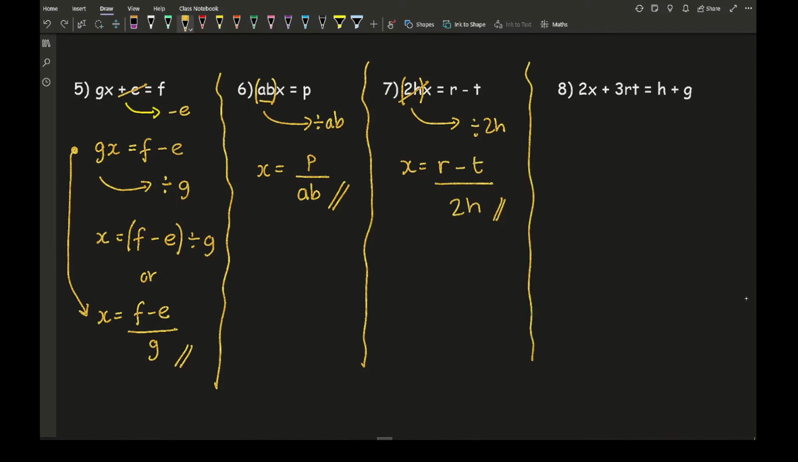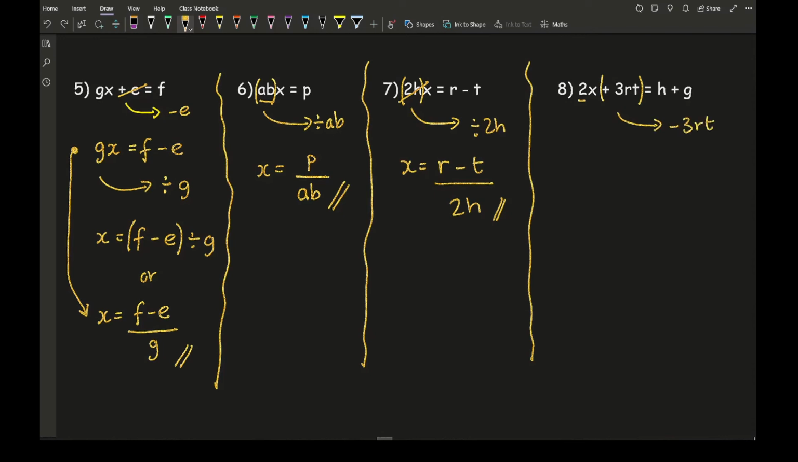And then looking at question 8, again here I need to get rid of the 3rt. So I'm going to treat the rt as one term, one letter. So I'm going to treat it as one thing. So what I've got to do is ask myself, what's the opposite of adding 3rt? Well, it's going to be to take away 3rt.